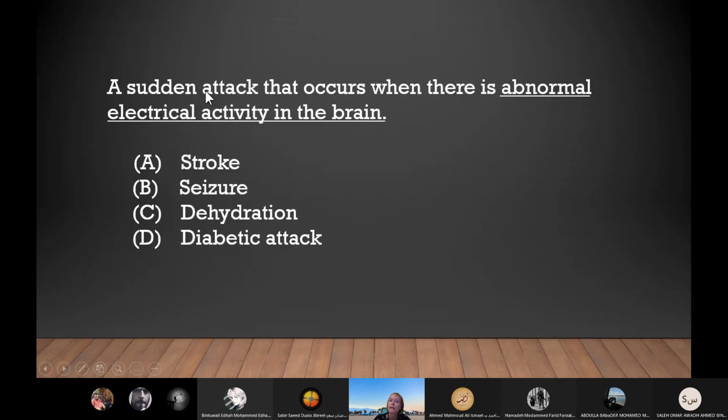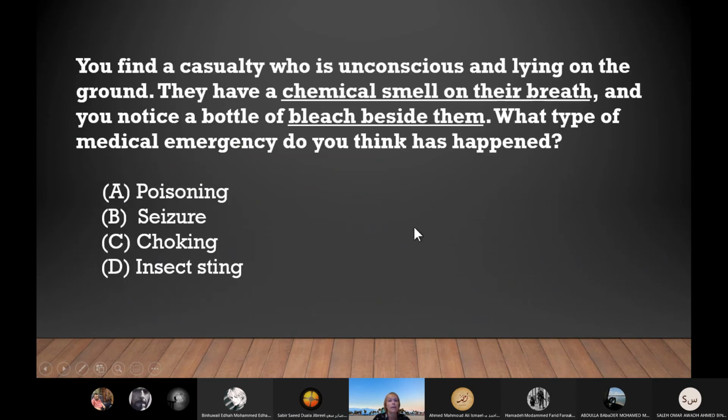Okay, so what did we say was the sudden attack that occurs when there is abnormal electrical activity in the brain? What should we call that? Seizure. A seizure, exactly. And then if you find a casualty who is unconscious, there's a chemical smell on their breath, and there's a bottle of bleach beside them, what type of emergency? Is it an insect sting? No, it's poisoning. It's poisoning, okay?